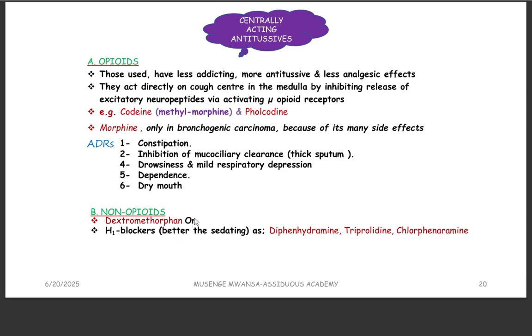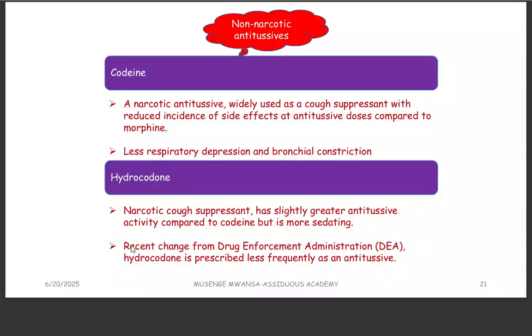For example, the better sedating ones, for example, diphenhydramine and chlorpheniramine. But what is just important is no dextromethorphan. And of course, we can just say H1 blockers. They can also be used because for the cough reflex, histamine is also going to play an important role for cough.